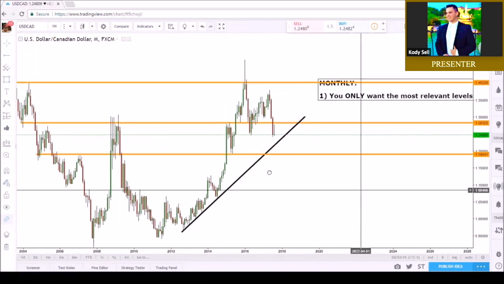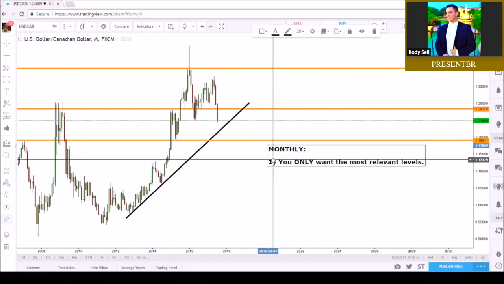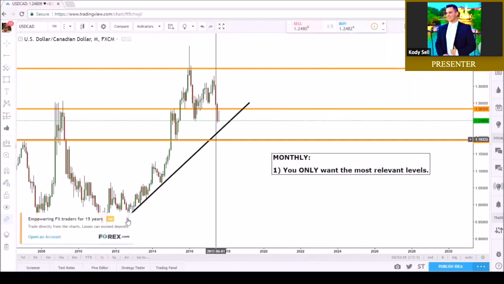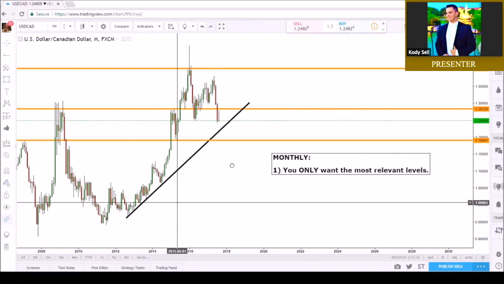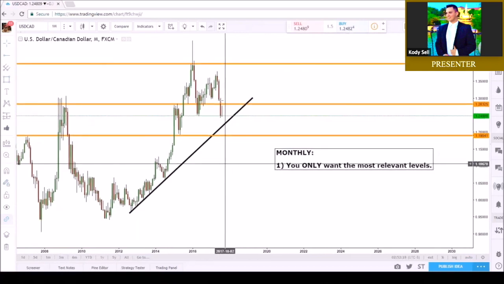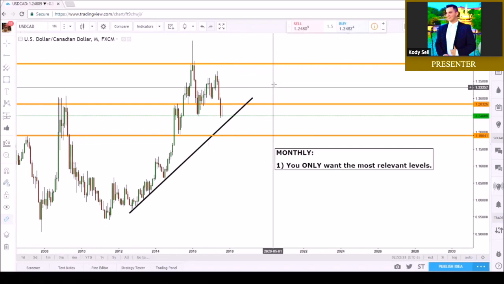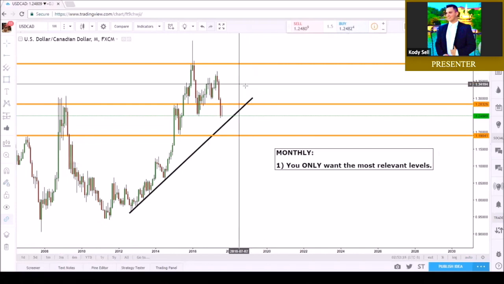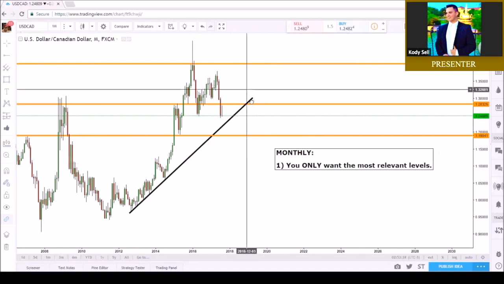And so here we are, we're on the monthly time frame, and we have only relevant levels. So we're not going to mark any other levels. We're not going to do any other analysis except for what's right in this area. And this is pretty much all we need from the monthly. So this is enough information on the monthly to give me overall clarity of where we are in the market.